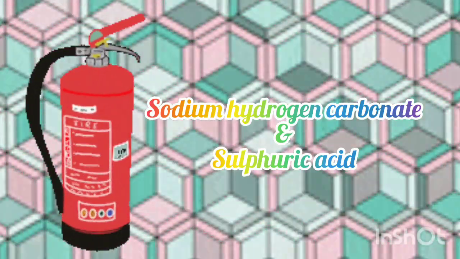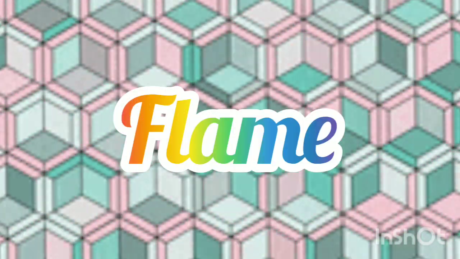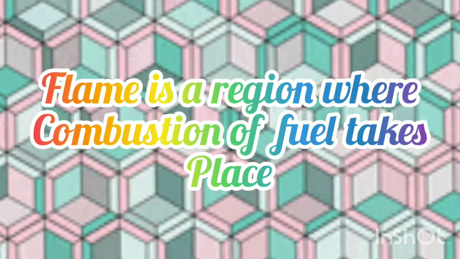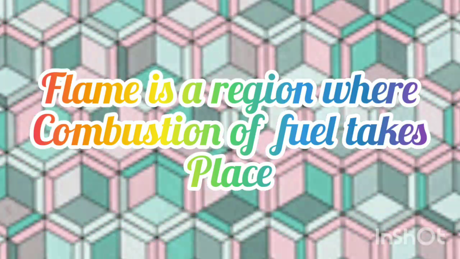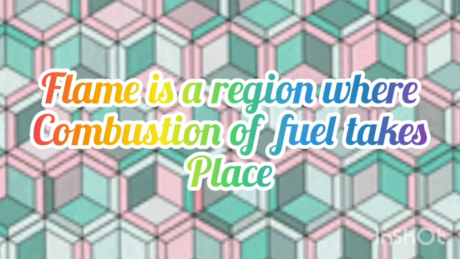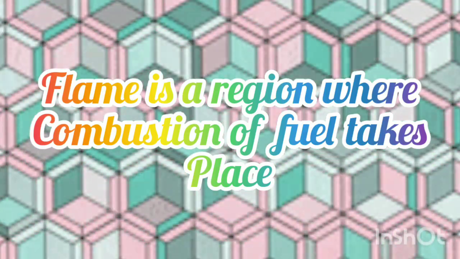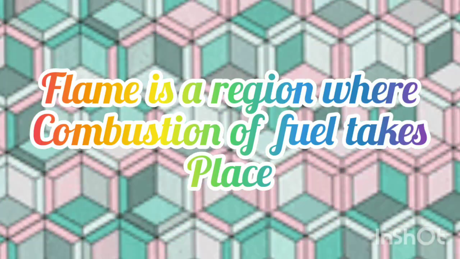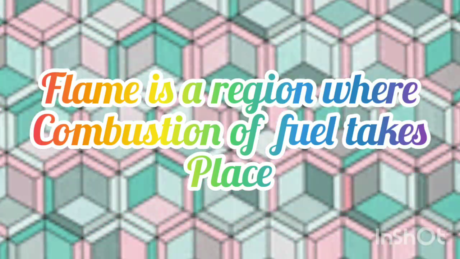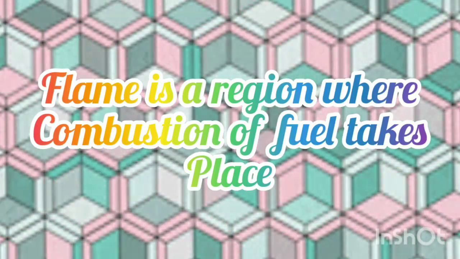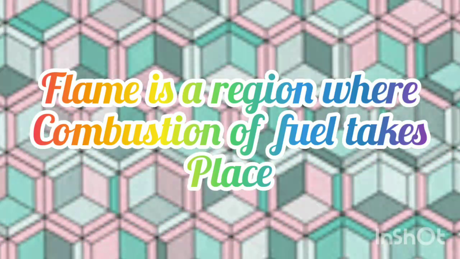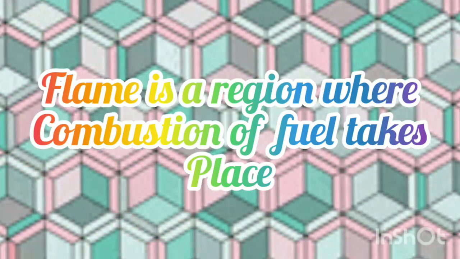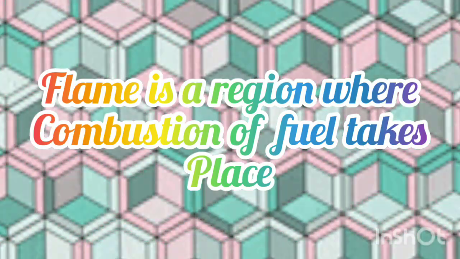Now let us see about the flame. Flame is a region where burning of fuel takes place, or a flame is a region where combustion of fuel takes place. Already you have learned about combustion. Combustion is a process in which burning of a substance causes heat and light. Now a flame consists of many colors.